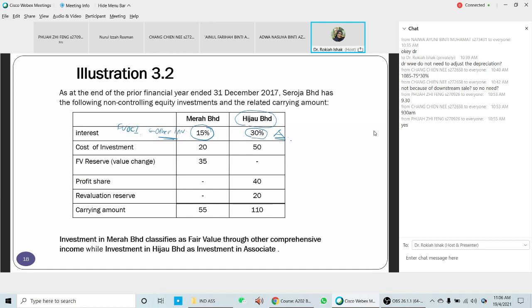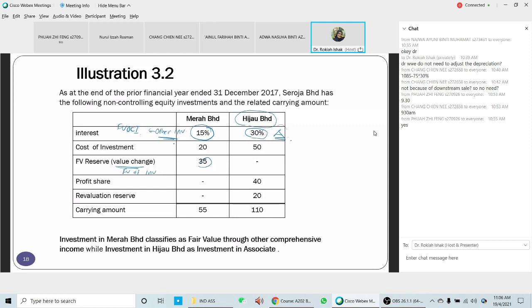Okay, the cost of investment you have 20, and then fair value reserve you have 35 here. Fair value reserve here is a value change, which means the changes in the fair value of investments. So when you have the changes in fair value of investment, you have 35. Share of profit here is 40 for Hijau. And then revaluation reserve, you have 20. So those are the types of investments that we have here.